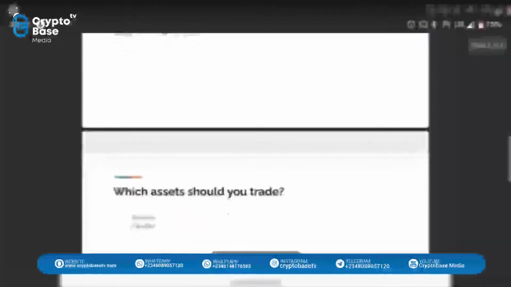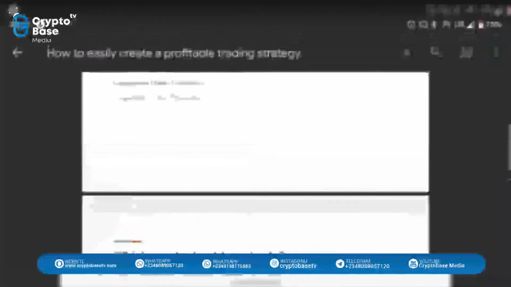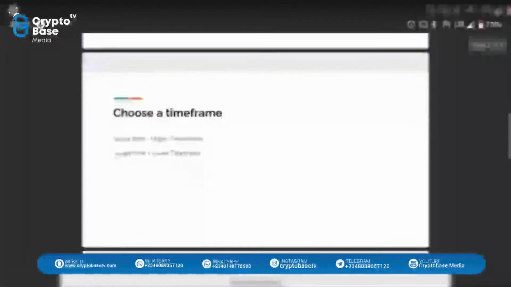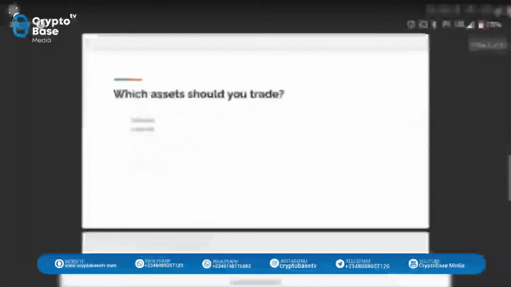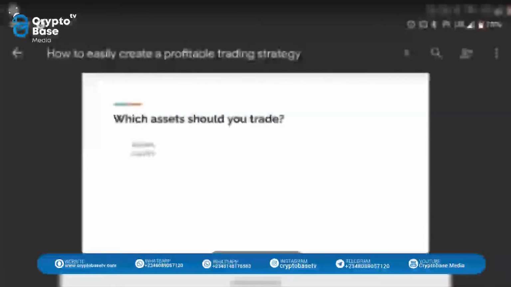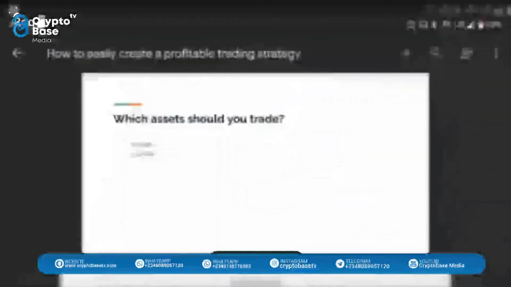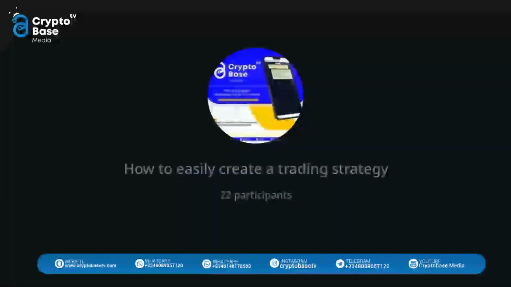Now I know there are a lot of questions running in your mind, but don't worry, you get to ask them later. Now, let's move on to which asset you should trade. Which of the cryptocurrency assets should you trade? This one is also very important, that you know the kind of trade that you should take.